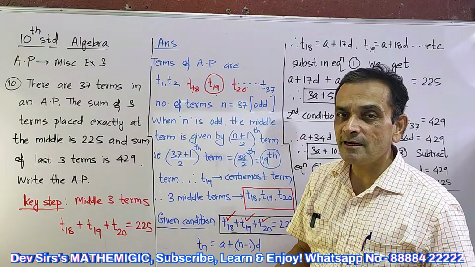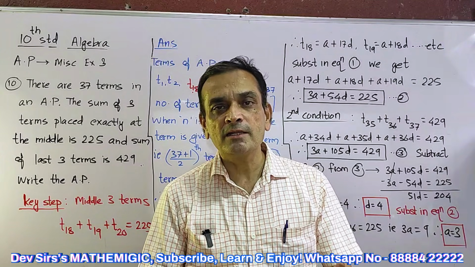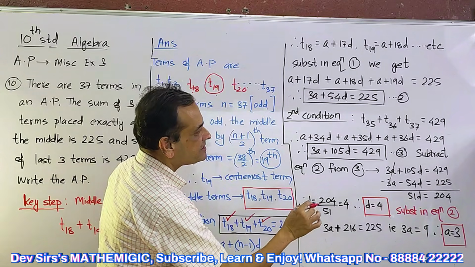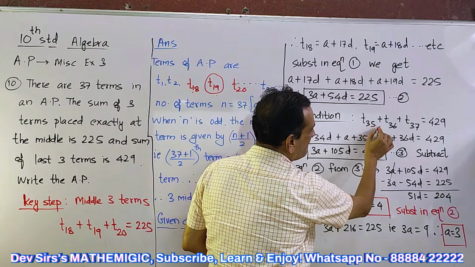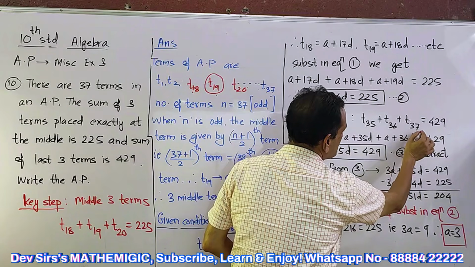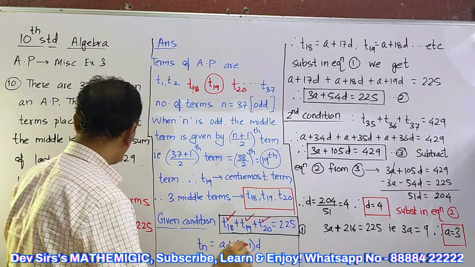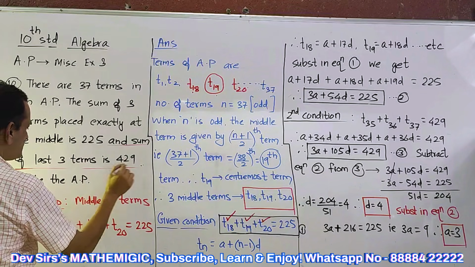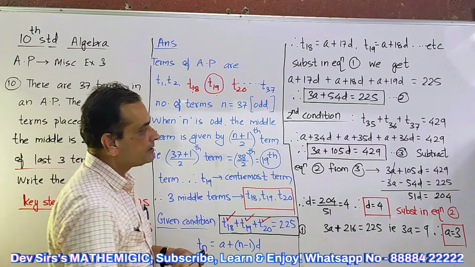So which are the last three terms? T35, T36, T37. As simple as that. So sum of these three terms, T35 plus T36 plus T37 is 429. देखो, this is the second condition. Sum of last three terms is 429. Right?